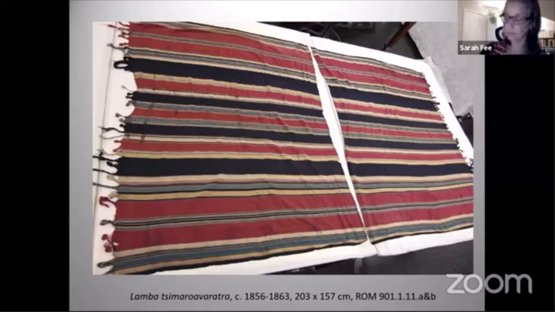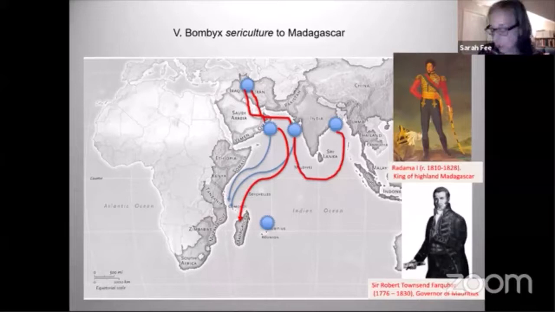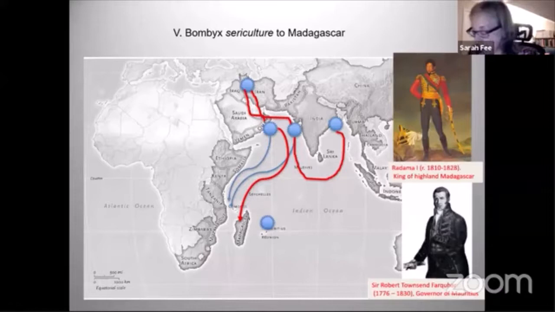And finally, Bombyx silk culture itself came to Madagascar as a result of early British colonial machinations. It's a complicated story. I wish I had time to say more about it. I'll just say that research by Gwyn Campbell and Simon Pierce shows that, as one outcome of diplomatic dealings between the King of Madagascar, Radama I, who you see in the top right, and Robert Farquhar, the British governor of neighboring Mauritius Island, shown in the bottom right, Farquhar sent Radama mulberry bushes, silkworms from Bengal, as well as Bengali convict laborers to teach the Malagasy to raise, reel, and weave silk.